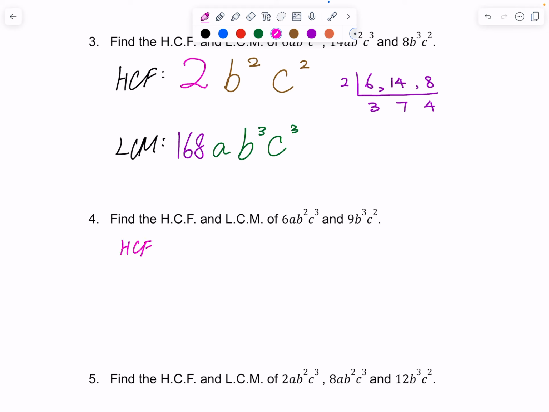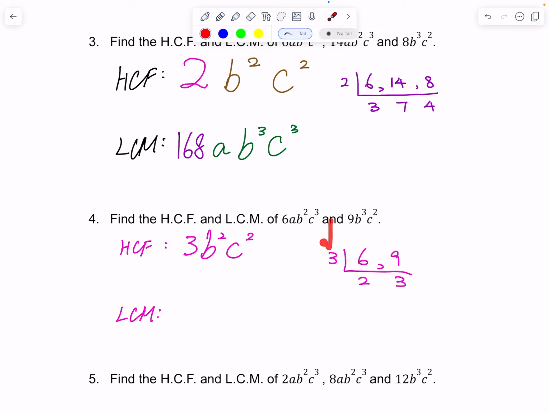HCF, LCM. Any number that they both can be divided by. Of course, not 2, this is an odd number. 3, yes. They both have at least B2 and C2. How about for LCM? Let's do the short division. They both can be divided by 3: 3, 2, and 3, 3. So the HCF, I know, is 3. For LCM, we do this: 3 times 2 is 6, times 3 is 18.